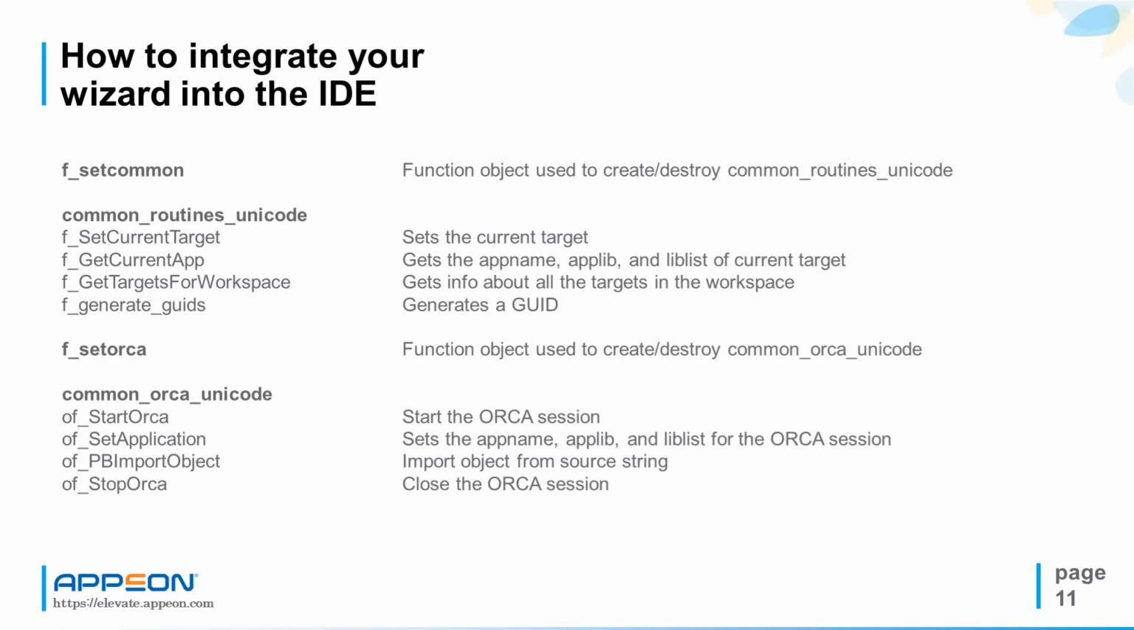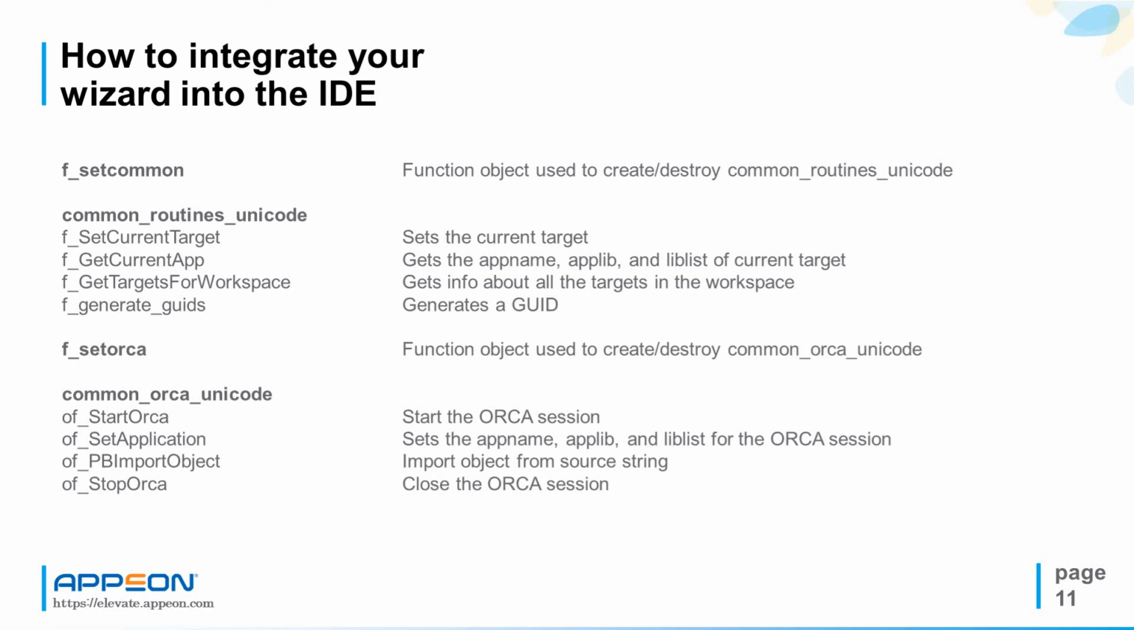fsetCommon is a function object that the wizards use to create and destroy common routines Unicode. If you wanted to, you could use the normal create and destroy syntax, but the original developers of the wizards decided to put that in a separate function. Now, Common Routines Unicode has a large number of functions in it.